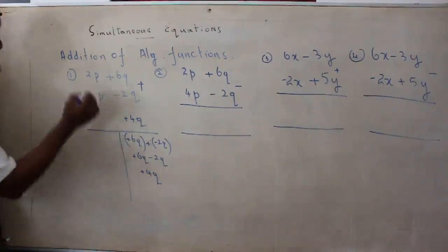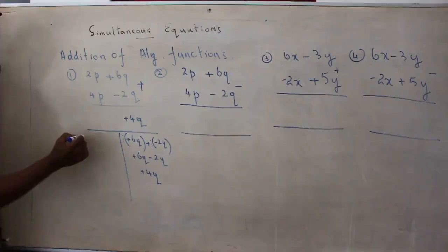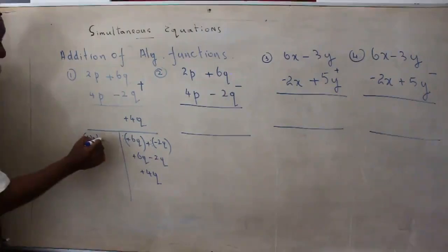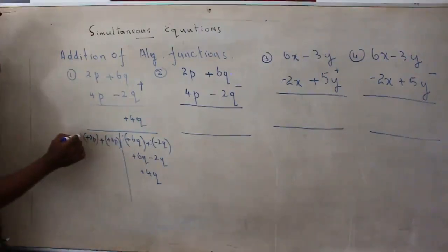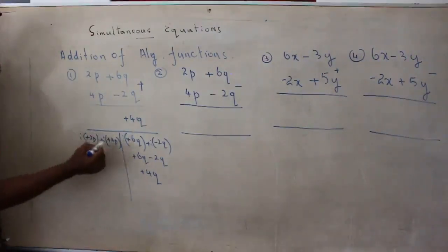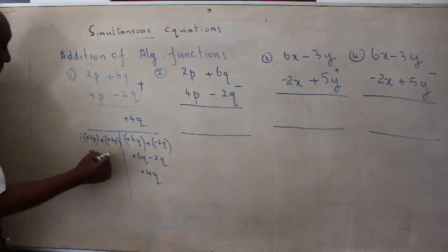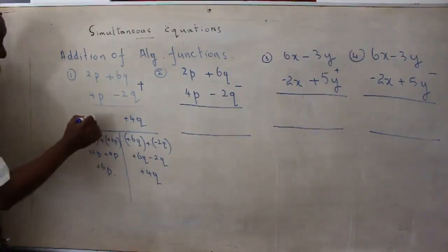Similarly, the p term, you get plus 2p on top, bracket, this sign here and a plus 4p at the bottom. Who is here? 1 and a 1. When you open the bracket, you get plus 2p plus 4p, which is plus 6p. So you get plus 6p over there.